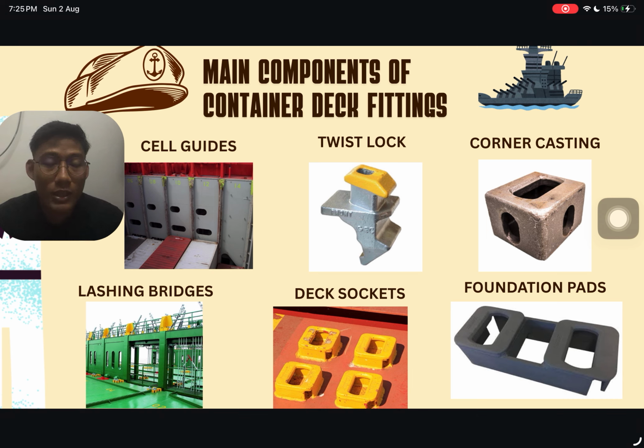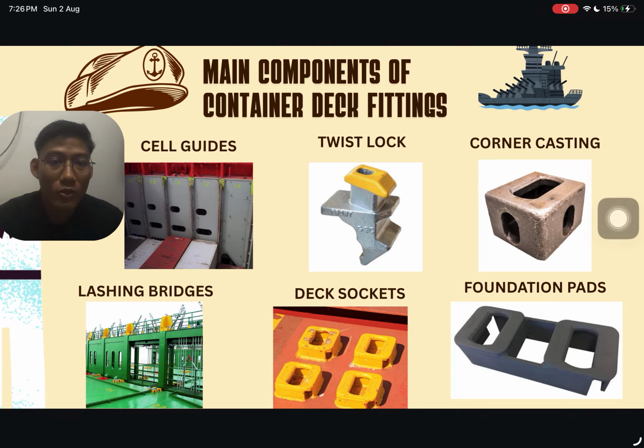So next is the twist lock. This is a locking device that connects a container to another. When it is locked, it helps to prevent the containers from moving or spreading when the ship is sailing. So the third one is corner casting. These are located at the four corners of the container. They act as connection points for twist locks, lifting equipment, and other securing devices.